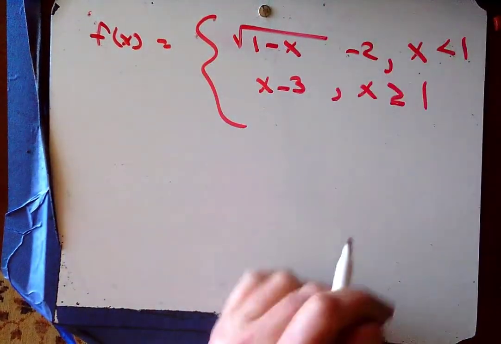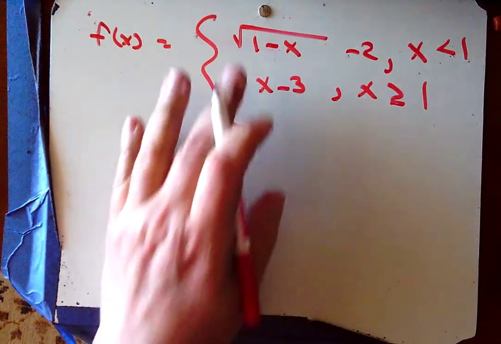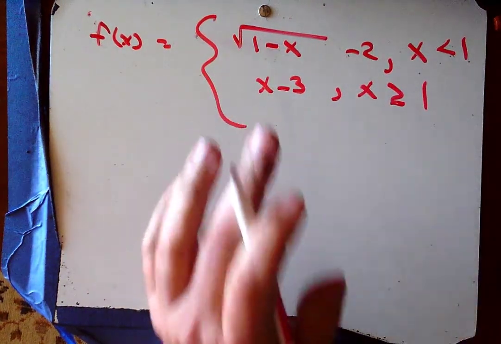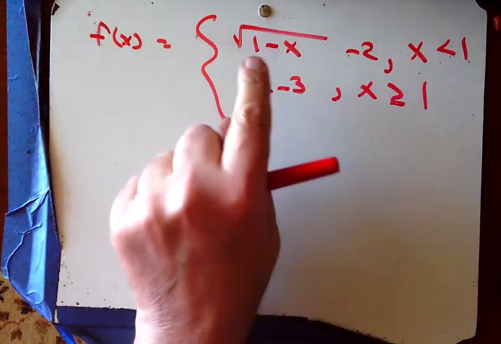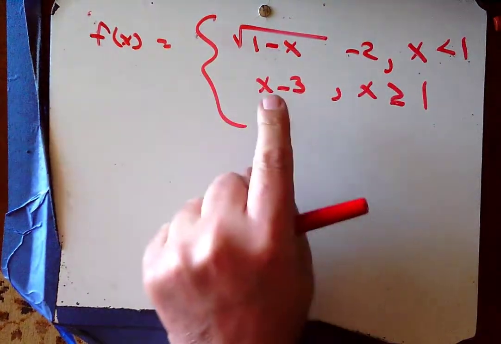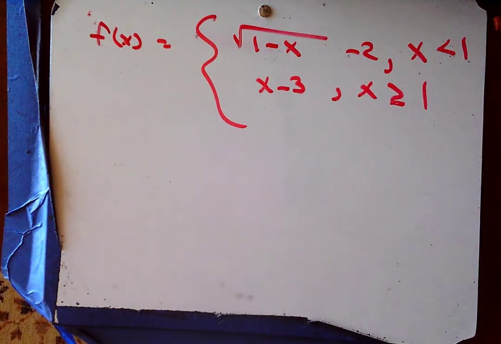Graph that, please. Remember to label the points on the graphs. I'd make two different t-charts, one for each piece. And remember, when you go to graph the pieces, once you have the points, this has got to look like a radical, and this has got to look like a line with a positive slope. Okay? Think about your transformations.